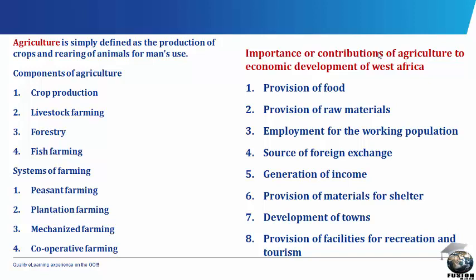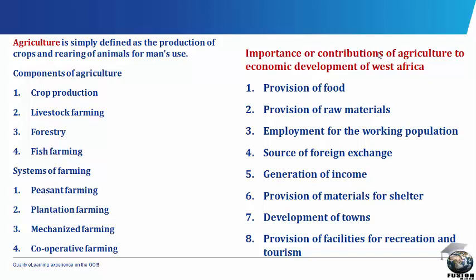Agriculture provides materials for clothing, such as fiber and cotton. Employment for the working population. Agriculture and other agro-based industries provide employment opportunities for 60 to 70% of the population.